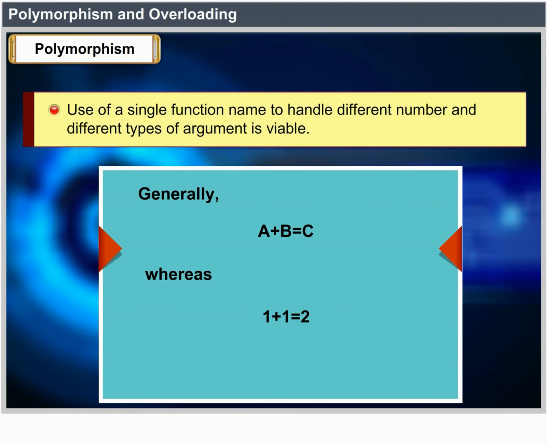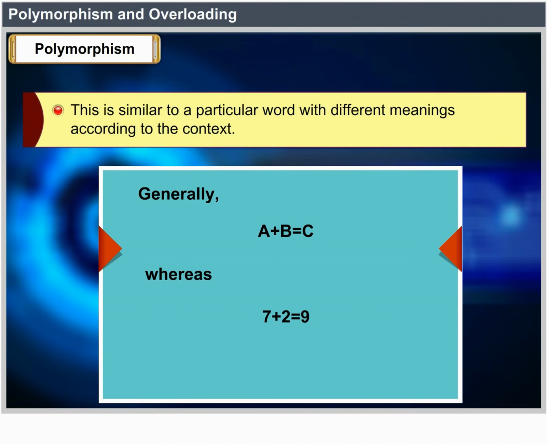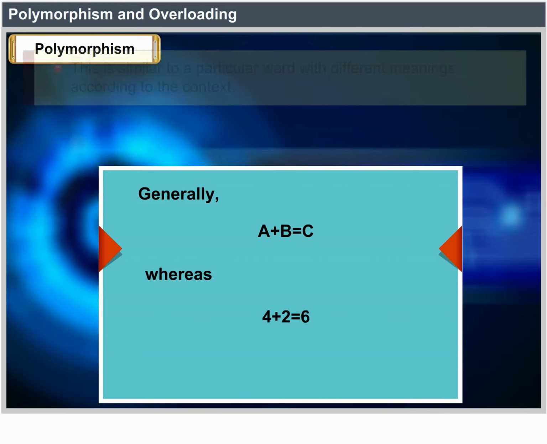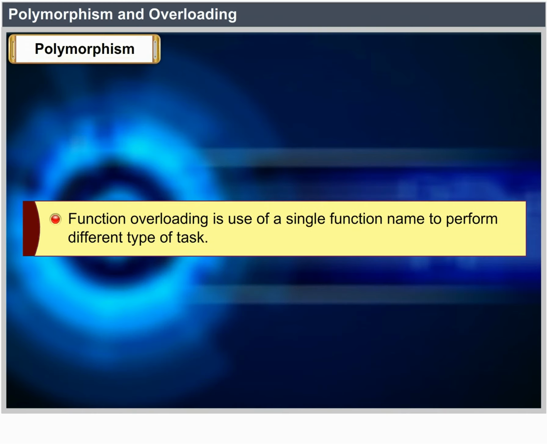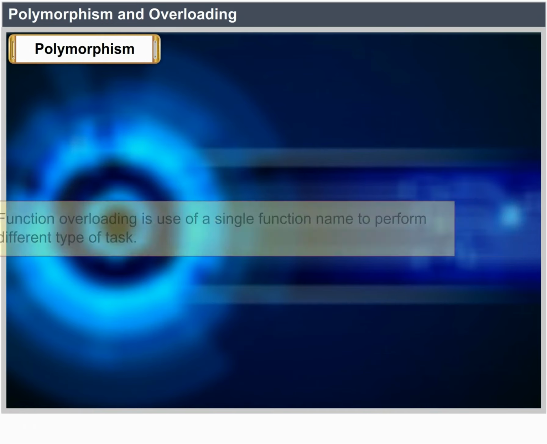A single function name can be used to handle different numbers and different types of arguments. This is something similar to a particular word having several different meanings depending upon the context. Using a single function name to perform different types of tasks is known as function overloading.